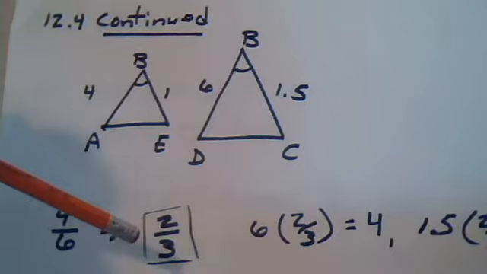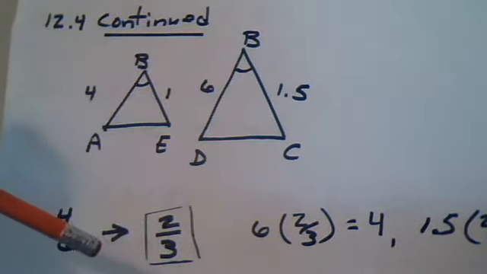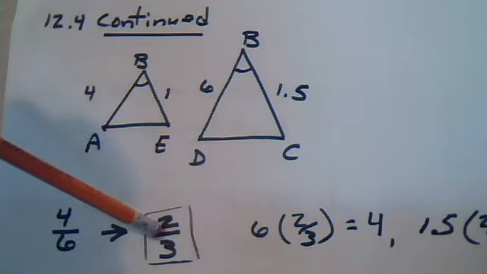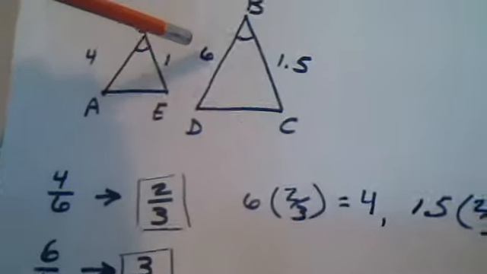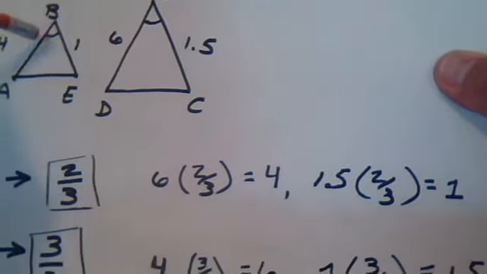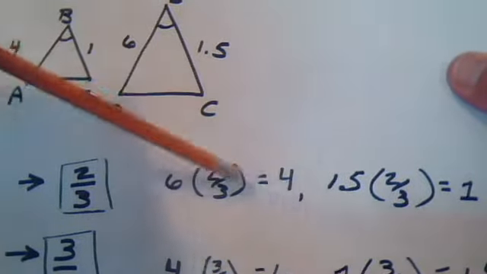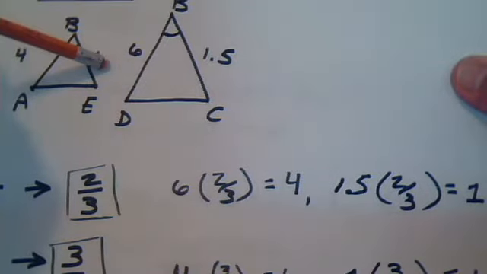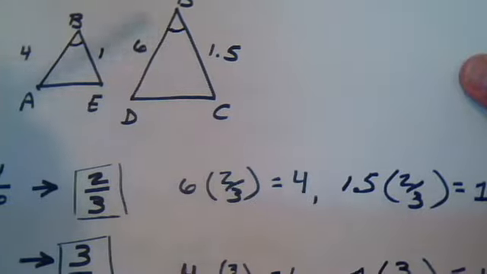Now, how do I know? I want to multiply this one times the sides of the bigger triangle. The way you know is that if this is a number that is less than 1, that means you're going from the bigger to the smaller. So if you multiply 6 times 2/3, notice you get the 4. And if you multiply 1.5 times 2/3, the same number, I get the corresponding side for 1.5. So yes, the sides are proportional.